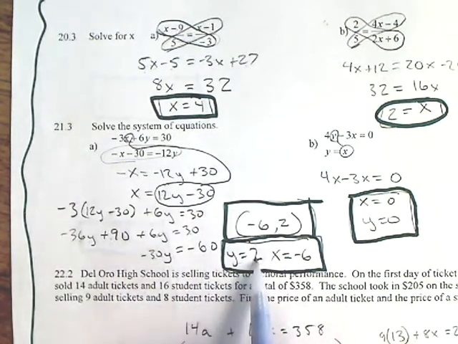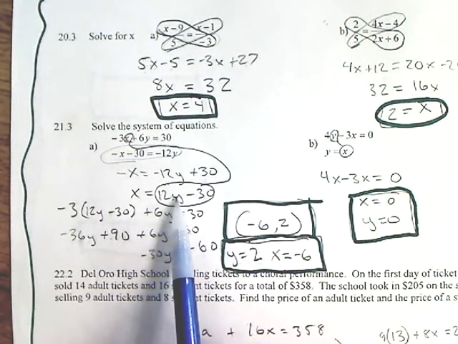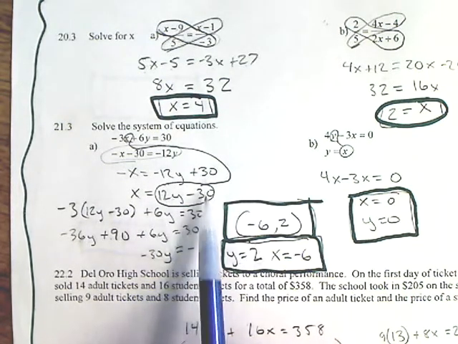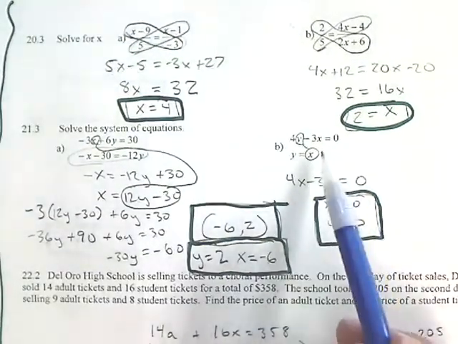And that's how I get my y equals 2. Plug it back in. I plugged it right here. 2 times 12 is 24 minus 30 is -6. This one was pretty easy.